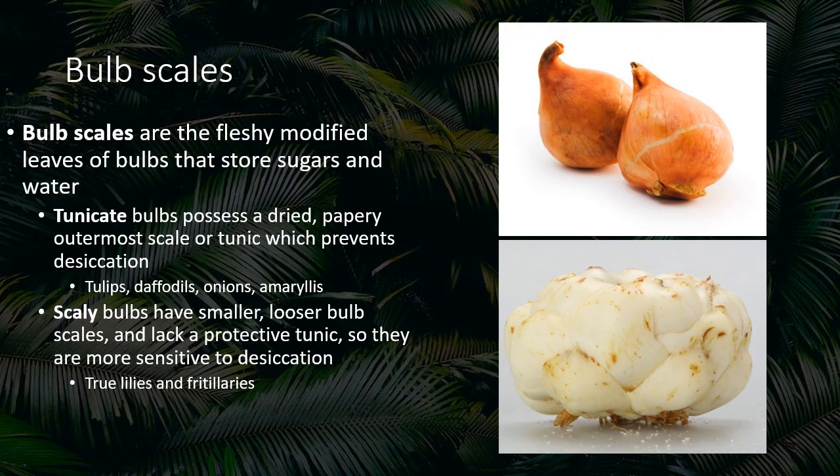Scaly bulbs lack a tunic. They don't have that dried, papery, waxy outer layer, which means they dry out much more easily. They cannot grow in dry soils, and they cannot be stored for long periods in a box, the way that you can with tunicate bulbs.